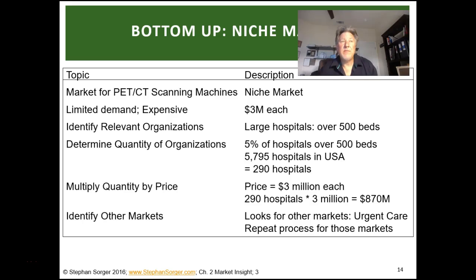They tend to be in very, very sophisticated medical centers. So it's very much a niche product. From there, we have identified that sophisticated medical centers tend to have a larger number of hospital beds, over 500. Based on American Hospital Association data, we can identify that 5% of the hospitals in the U.S. are over 500 beds, which translates from 5,795 hospitals to 290 hospitals.